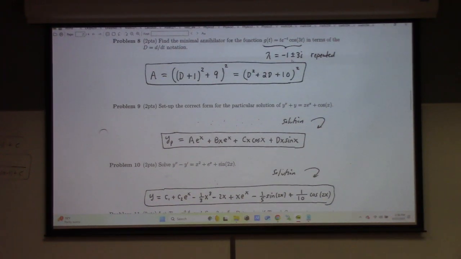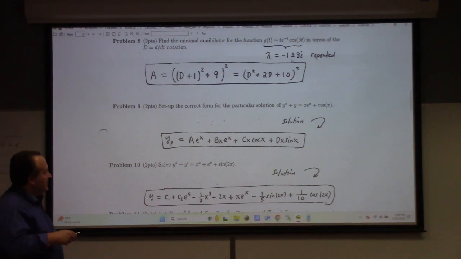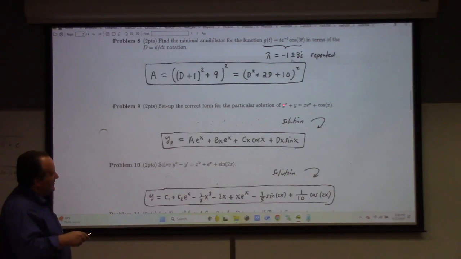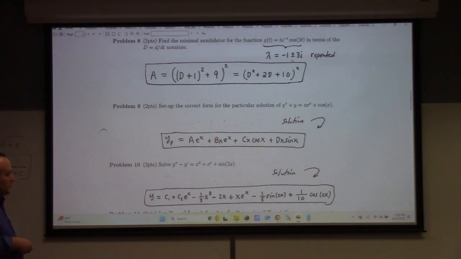So here you're supposed to set up the correct form for the particular solution. And so here it turns out that the homogeneous solution has a cosine and a sine in it. So that's got overlap, but this doesn't. So for the x e to the x, I would just do a e to the x plus b x e to the x. That's kind of like the naive form of the particular solution for this due to that piece right there. But then the cosine piece being overlapping, I end up having to multiply by x. Again, the annihilator method derives that for us.